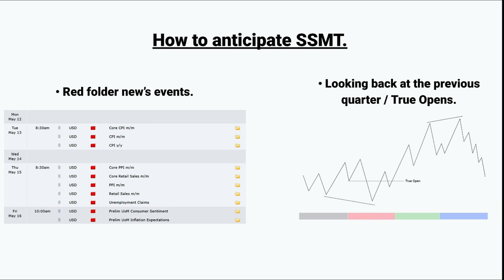news events. So as you can see, we have no news on Monday, which indicates low volatility within the markets, which usually equates to the quarter accumulating. And then as you can see, we have a red folder news event on a Tuesday, being CPI, which is one of the most volatile news events.